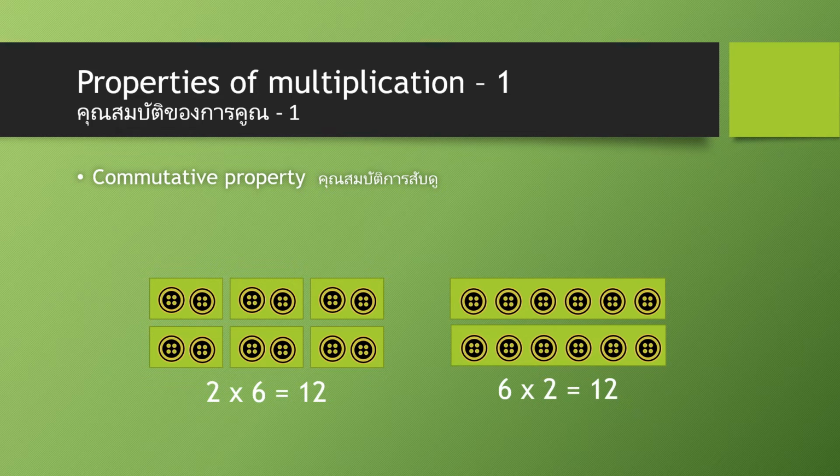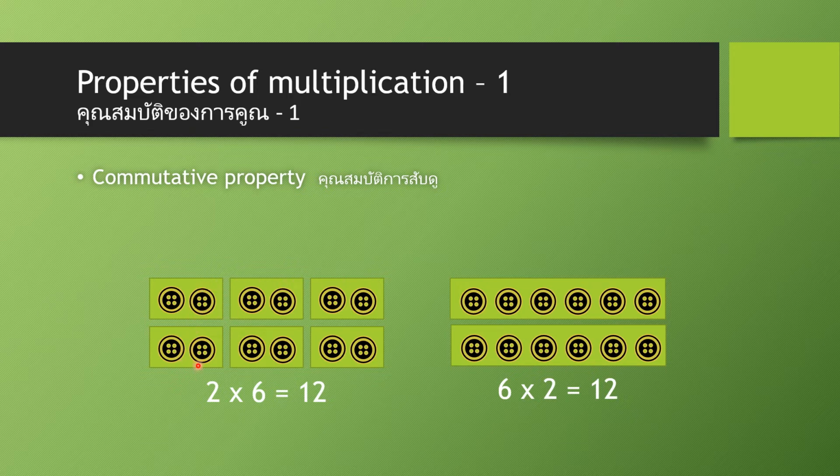Okay. So now, properties of multiplication. When you are multiplying, you can change the numbers. For example, you look here. This box has two buttons. How many boxes of two buttons do we have? This one also has two buttons. Two buttons, two buttons, two buttons, and two buttons. Every box has two buttons. So how many boxes do we have?